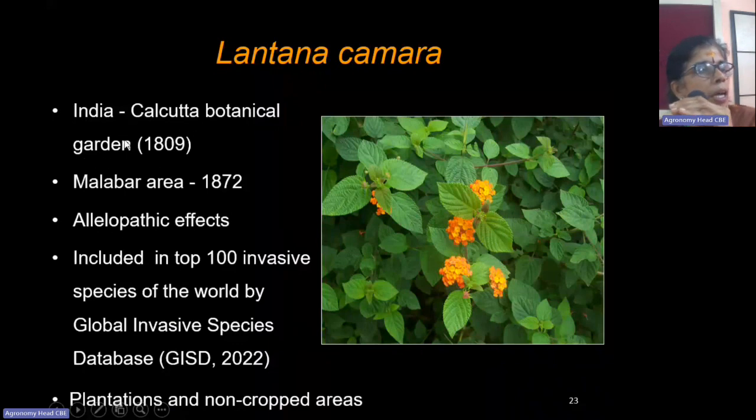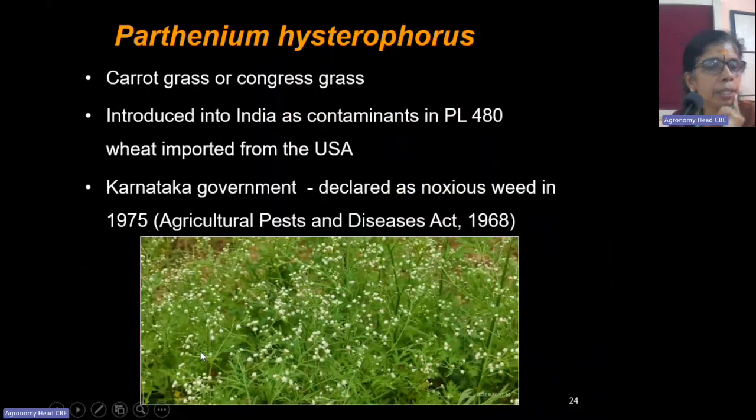It was introduced to Calcutta Botanical Garden, and it was reported in the Malabar area in Kerala in 1872. It is included in the top 100 invasive species, and it can be found in plantations and also in non-cropped areas.